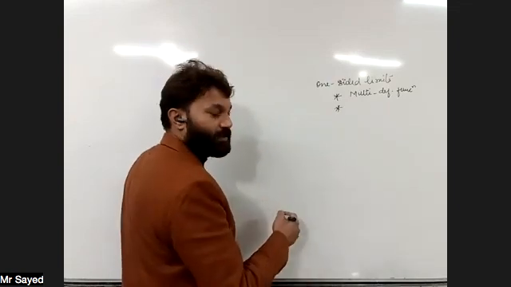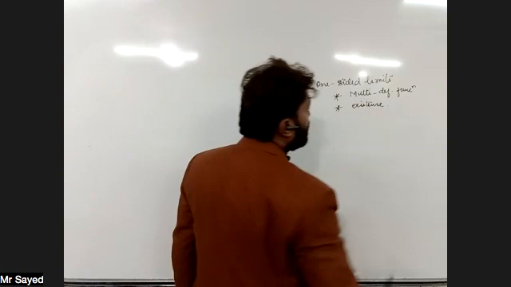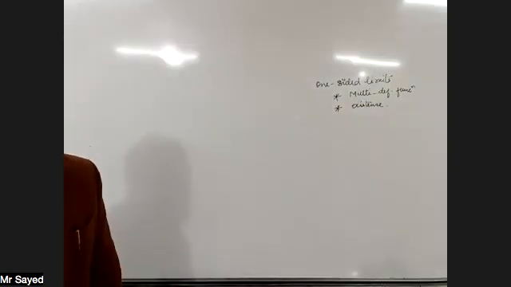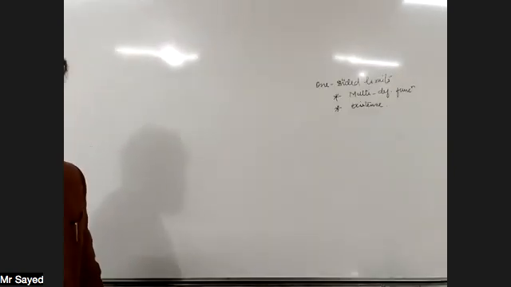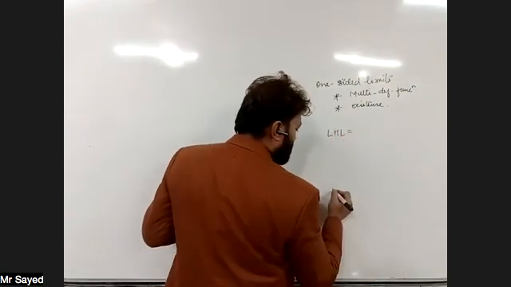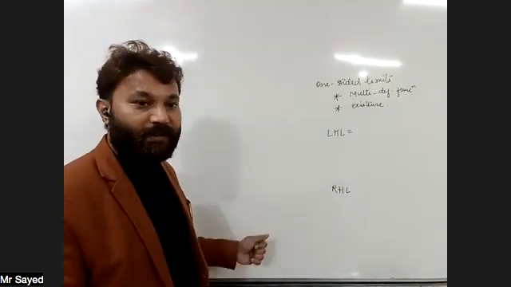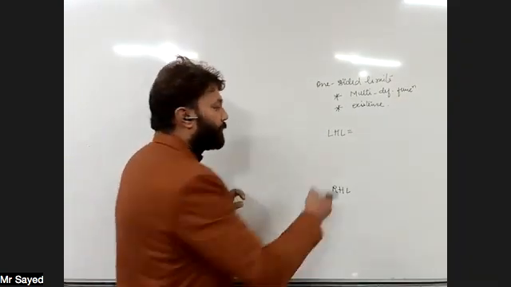Whenever it is a multi-definition function, or we need to check the existence of the limit, that whether the limit is existing or not, in these two cases we make use of one-sided limits. One-sided limit is when we only find the left-hand limit or the right-hand limit.